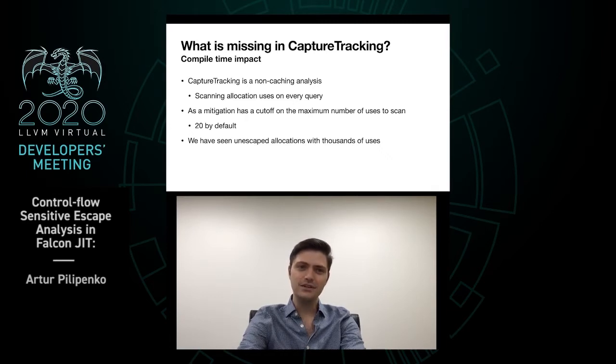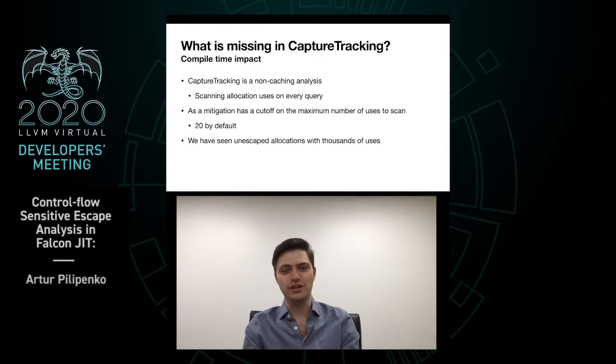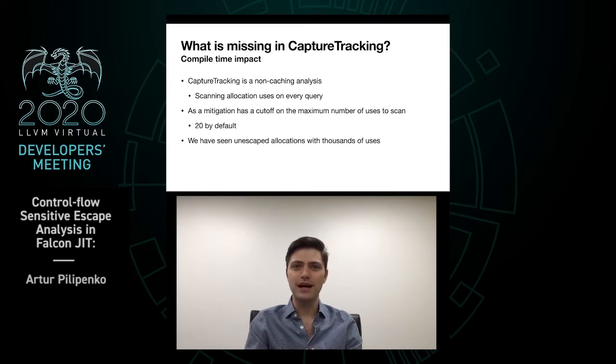And lastly, there is an unexpected compile time impact. Capture tracking is a non-caching analysis. It means that on every query, it would scan through allocation uses. The main user of capture tracking, basic alias analysis, is also a non-caching analysis, so it doesn't help. So in order to mitigate potential compile time impact, there is an arbitrary cutoff on the maximum number of uses capture tracking scans through. And by default in upstream code, it is just 20. We've seen unescaped allocations with thousands of uses when we inline aggressively. So we want to handle these cases well, but we don't want to pay the compile time penalty.